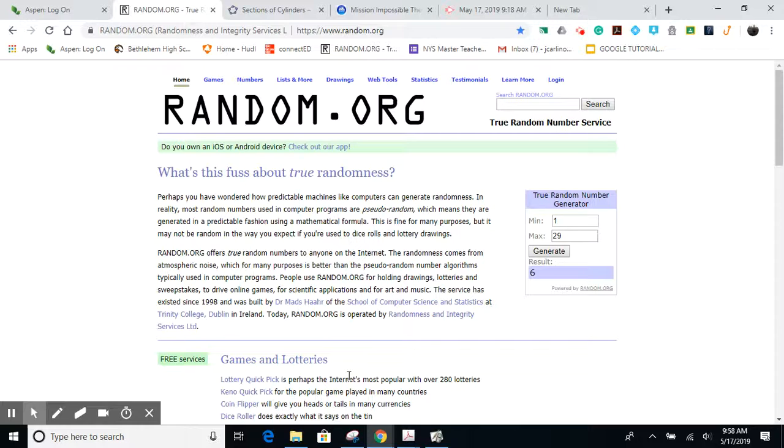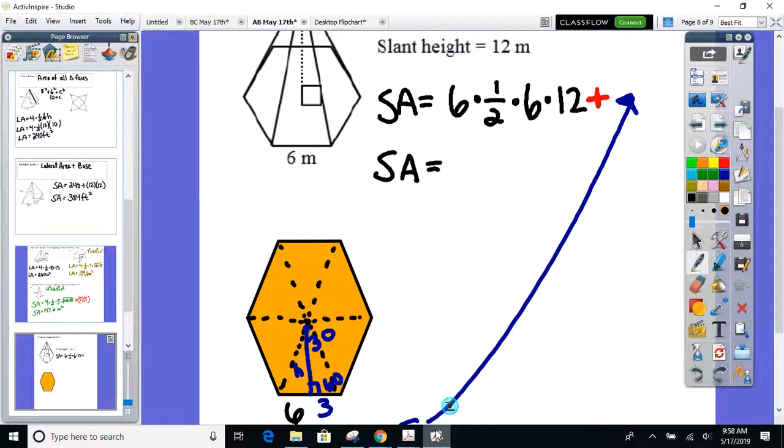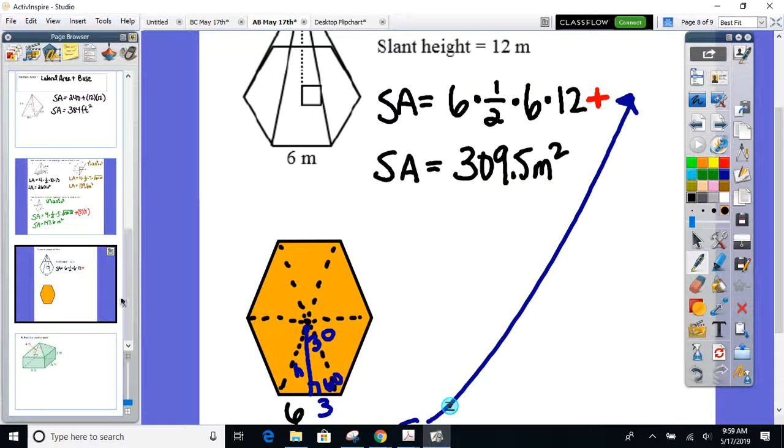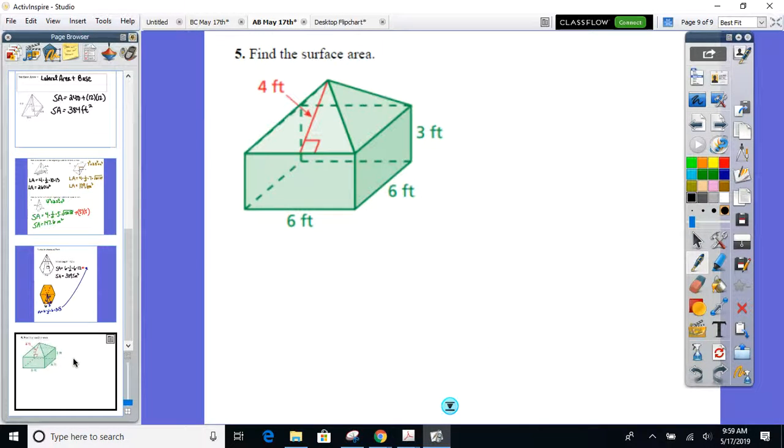And when you get that number, let me know. Take your time, though. When you get that number. Nice job. 309.5 square meters. Whew, we are right there. All right, I'm done for the day. You're not. All right, you know how we end it.